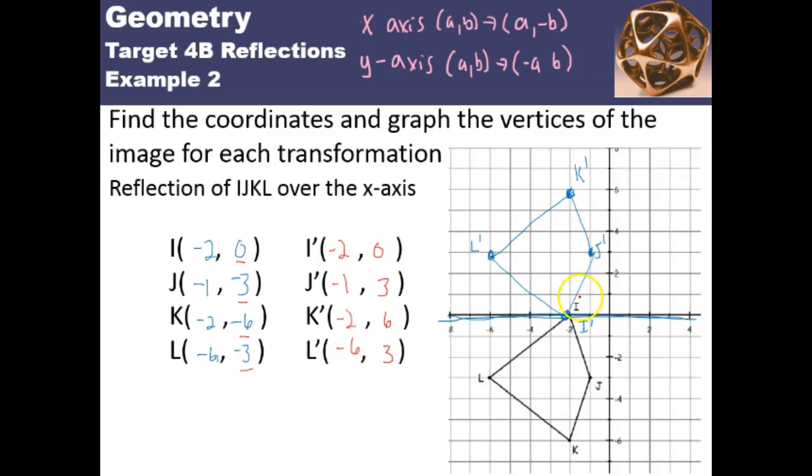And let's just double check. So is I the point negative 2, 0? And we said it had to be the same, and it is. J prime is right here. That looks like left 1 and up 3, negative 1, 3. K prime is left 2 and up 6, which is negative 2, 6. And finally, L prime is the point negative 6, 3. And negative 6, 3 is correct, so we did it right.